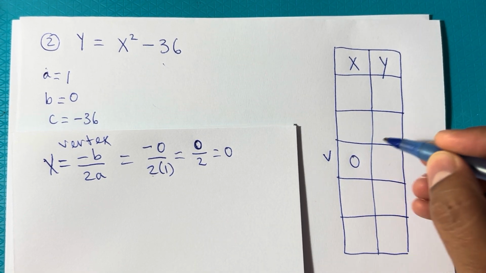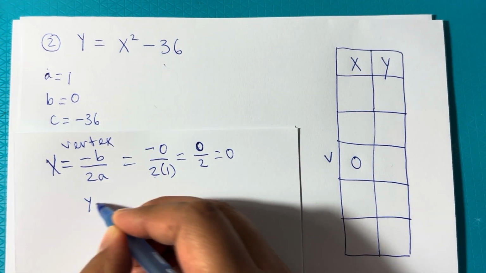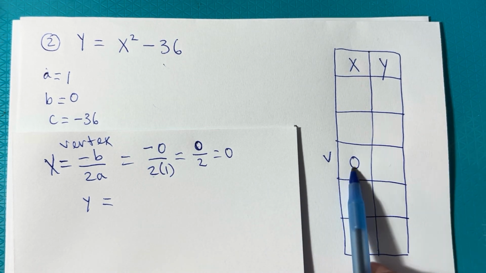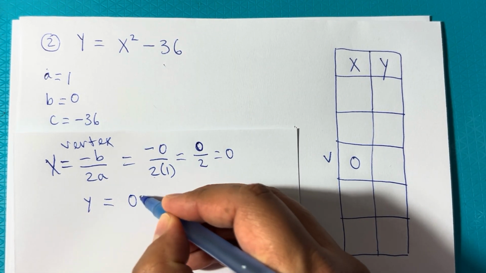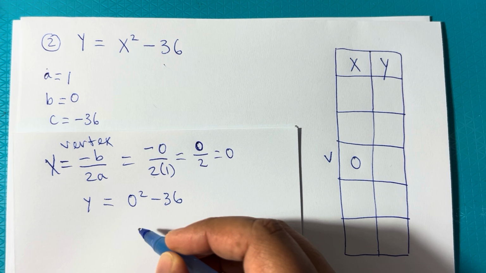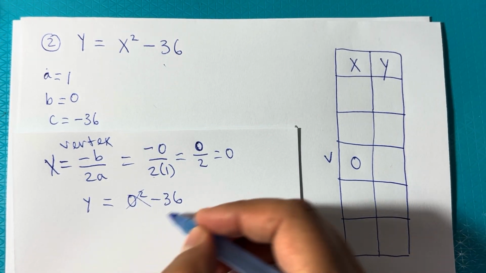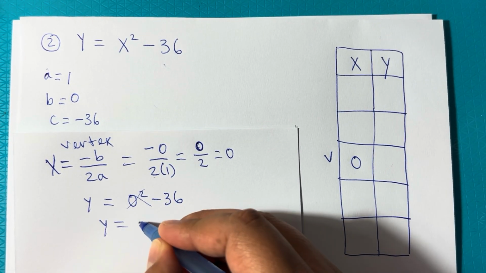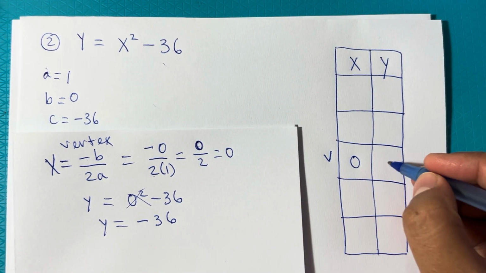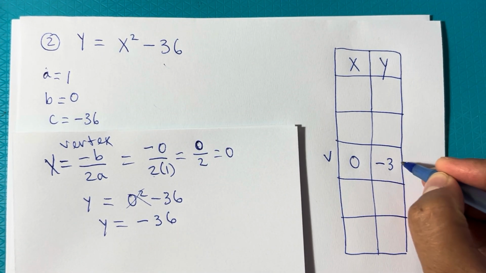We have 0. And to find y, we replace that value into x. So it's going to be 0 squared minus 36. 0 squared is just 0, minus 36. We end up with negative 36. So that's the value of y.